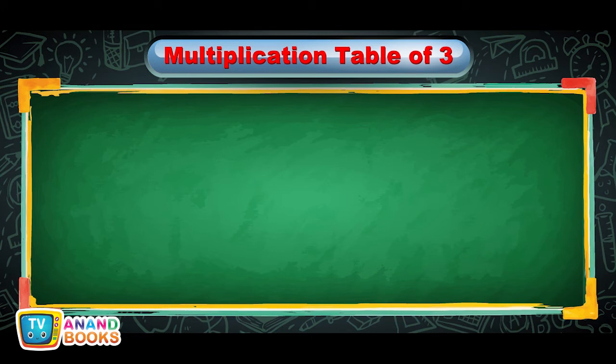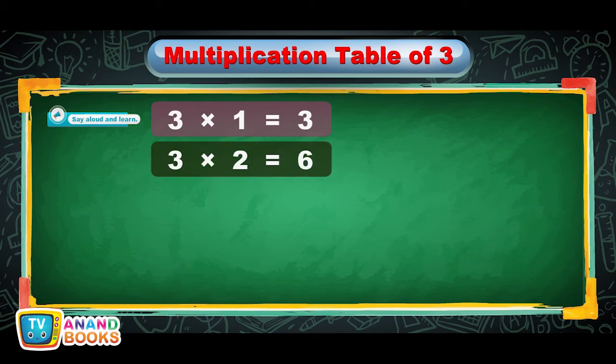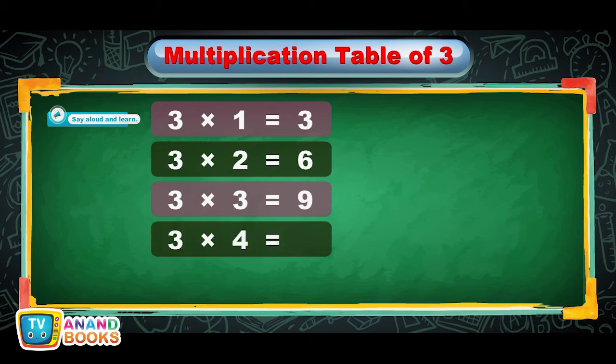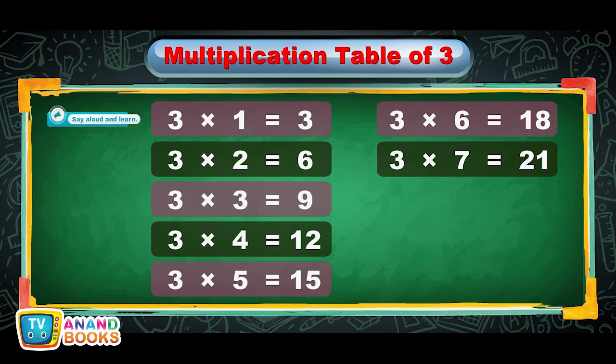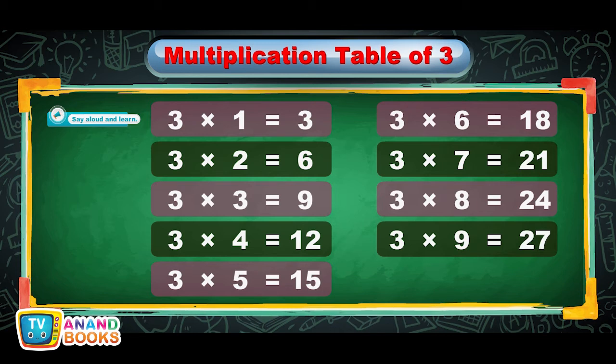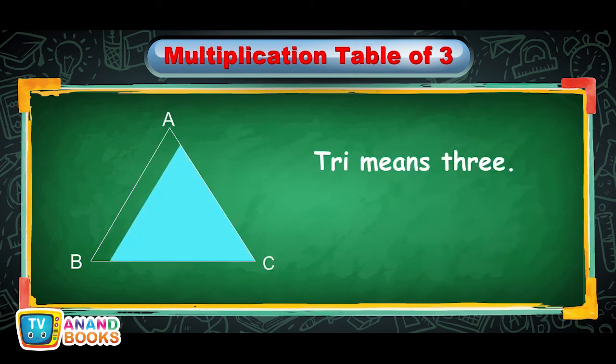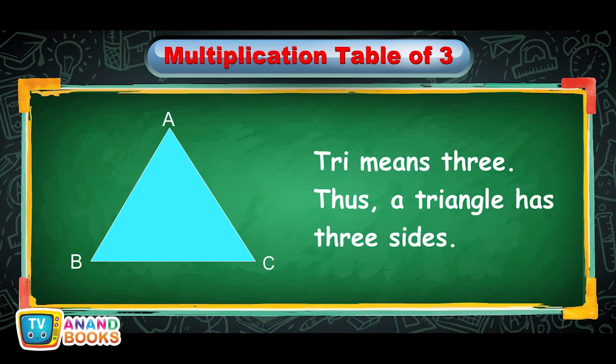Multiplication table of 3. Say aloud and learn. 3 ones are 3. 3 twos are 6. 3 threes are 9. 3 fours are 12. 3 fives are 15. 3 sixes are 18. 3 sevens are 21. 3 eights are 24. 3 nines are 27. 3 tens are 30. Tri means 3. Thus, a triangle has 3 sides.